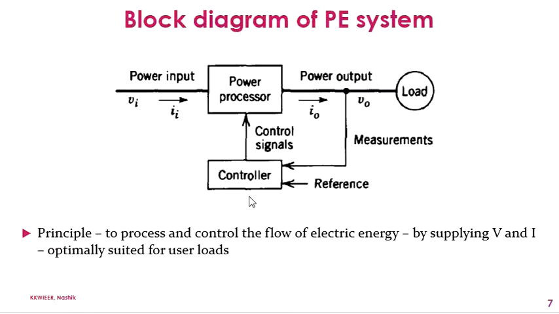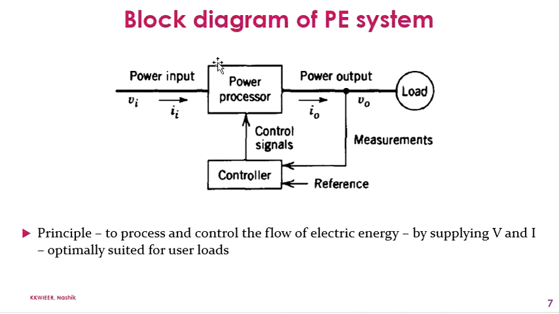This feedback controller compares the output of the power processor unit with the reference or desired value. And the error between these two signals, that is the output signal and the reference signal, can be minimized by the controller. So it controls the signal which is given to the power processor. So basically, what is the principle of this block diagram? To process or control the flow of electric energy by supplying voltage and current which is optimally suitable for this user load.